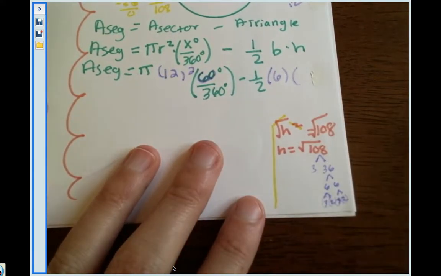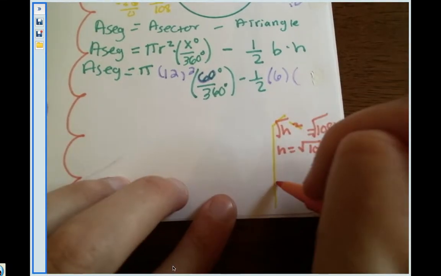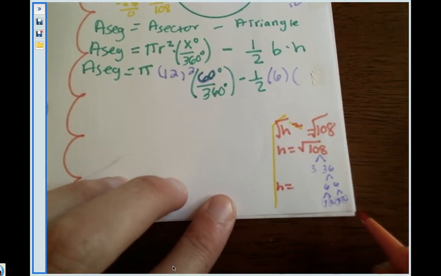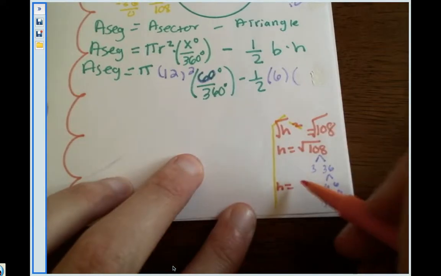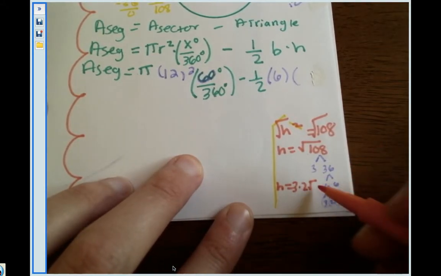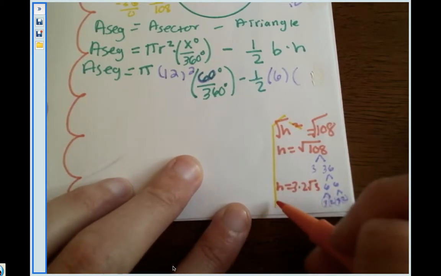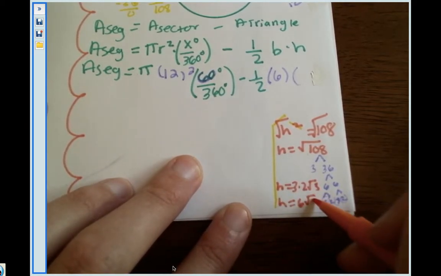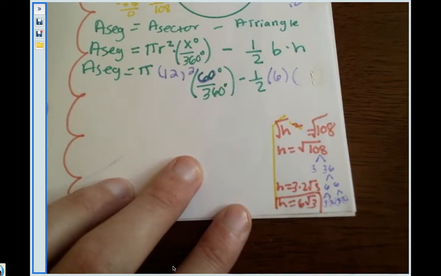I guess I could write it down here too. So my height will equal, I have a pair of 3s, which I know it's hard to see, and 2, so a 3 and a 2 will hop out. And then I'm left with this lonely single 3. So it's 3 times 2, which is 6 root 3. All right, so my height is 6 root 3.